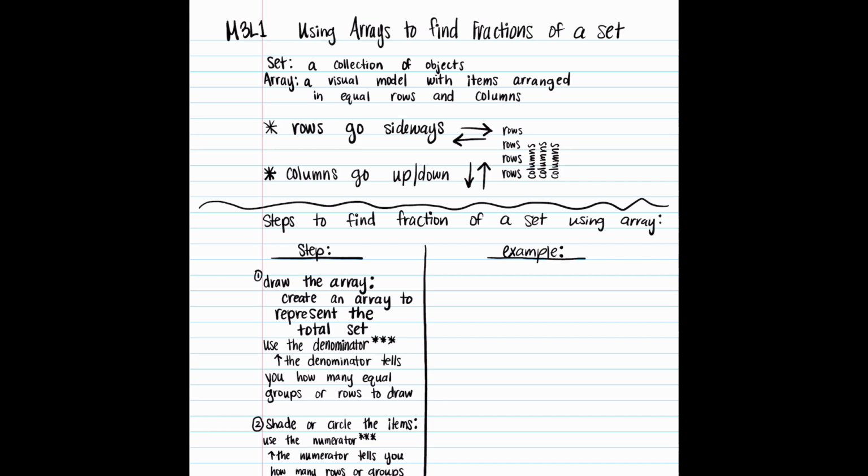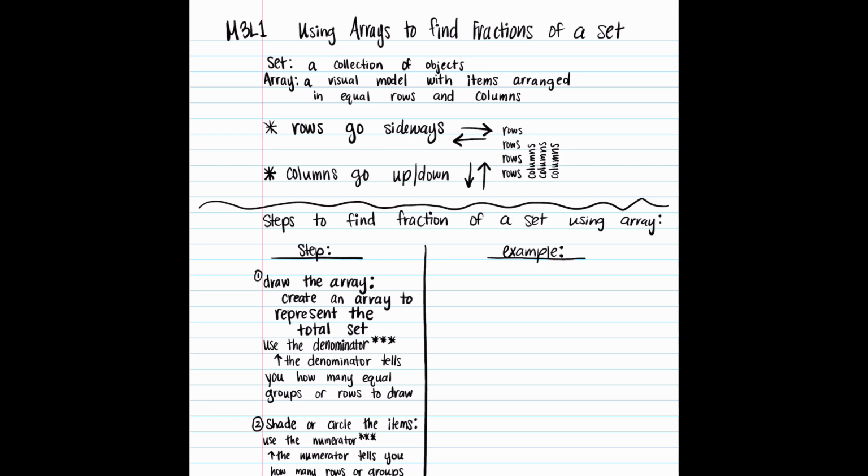I know this looks like a lot, but please just bear with me while I break it all down for you. So up here, just some key terms. A set is a collection of objects. An array is a visual model with items arranged in equal rows and columns. I highly recommend that you pause this video and write these definitions down. If not in your notebook or on a piece of paper, then in your workbook.